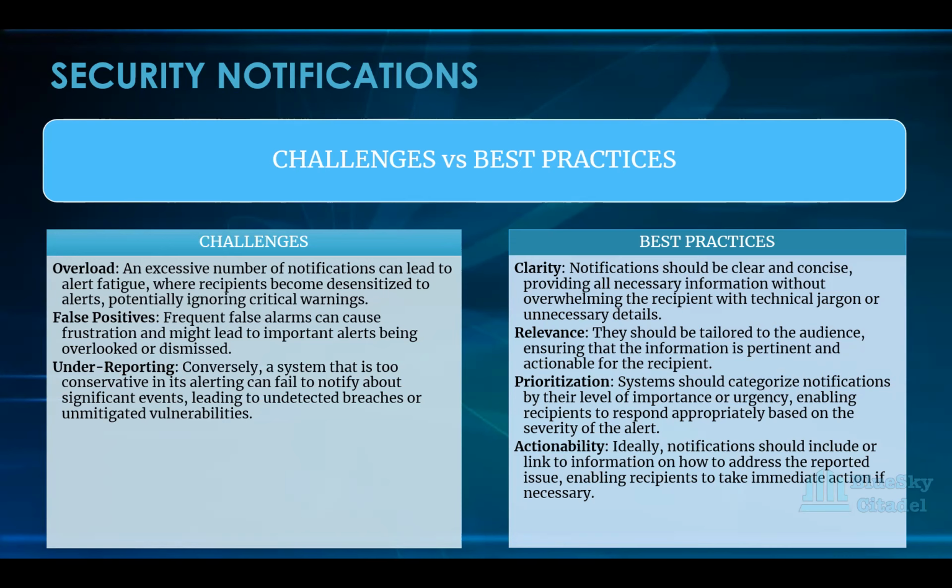Then underreporting. A system that is too conservative in its alerts, or when security notifications are not robust enough, it's possible that it can fail to notify significant events. So what does that do? Consequently, it leads to undetected breaches or unmitigated vulnerabilities. So these are the challenges.